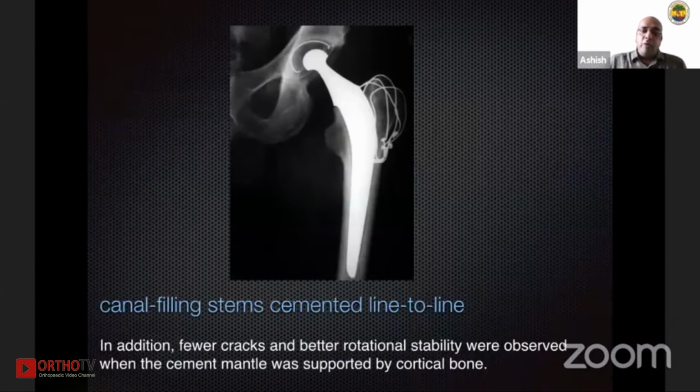So a lot of people thought that this would fail, but surprisingly, this stem also had very good results, and there were a lot of biomechanical reasons why they got a good result. It was because there were fewer cracks within the cement mantle. The cement was very strong in compression.